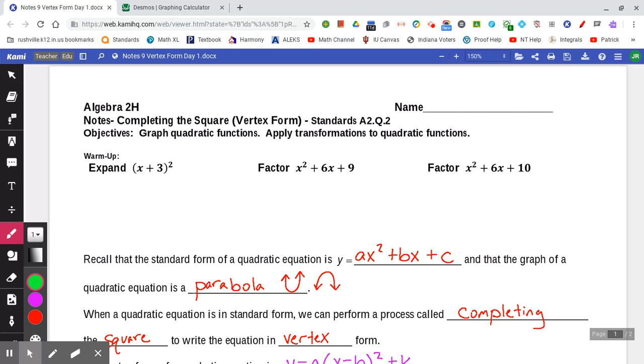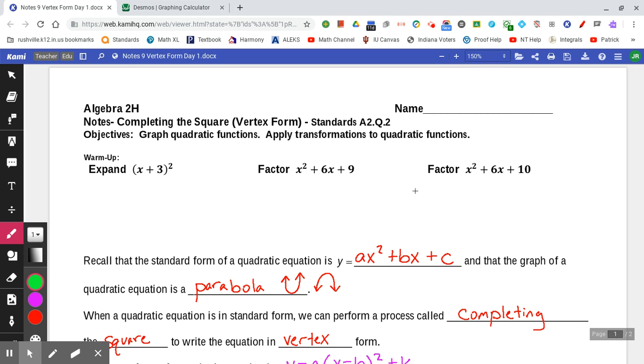So what we're going to focus on today is taking these equations from standard form and writing them into vertex form. So before we get into that process called completing the square, let's just make sure that we're really comfortable with expanding and factoring, which are inverse operations. They'll undo each other. So if you're ever given a binomial that's squared, what that means is to take something and multiply it by itself.